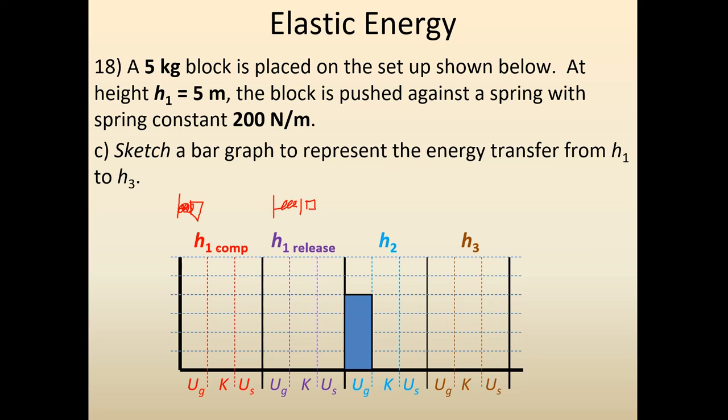So if I look at this first case, and I look at the energies that I have at H1, I do have gravitational potential, and I have spring potential. I can calculate what my gravitational potential is, and I can scale it that way, or I can realize that the height at H1 was half the height of H2. And because gravitational potential has a direct relationship with height, I know that if the height is halved, then the potential energy is halved. So if this is 4 boxes, this has to go up 2 boxes.